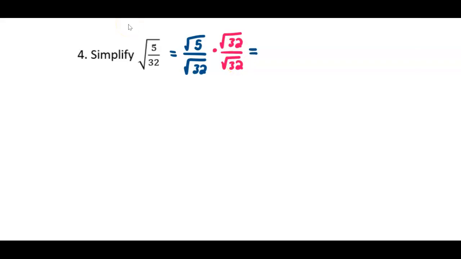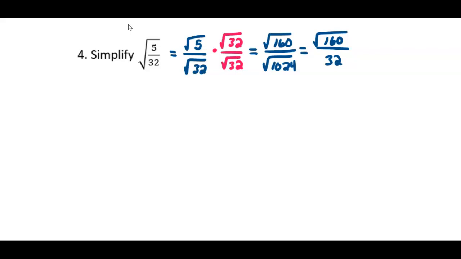Now on top, I can go ahead and I can do 5 times 32. They're both in square roots. I get the square root of 160. And same thing on the bottom. I can do 32 times 32, which is 1024. But since you multiplied the number times itself, it's going to be a perfect square root. So the square root of 1024 is just 32.